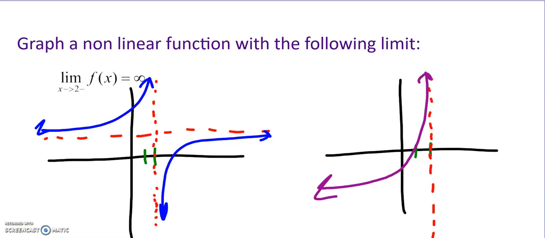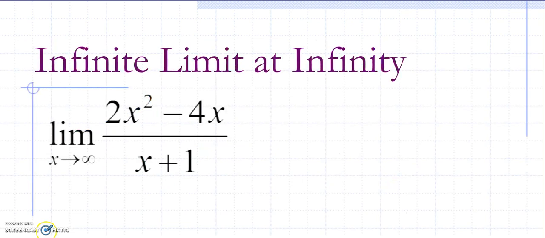Okay, again, on all of those there are many correct answers, so if you're not sure if what you did was correct, please just check with me tomorrow in class. All right, last problem. I want you to do this on your own. Evaluate the limit as x goes to infinity of 2x squared minus 4x over x plus 1. Pause the video, unpause when you're ready to check.